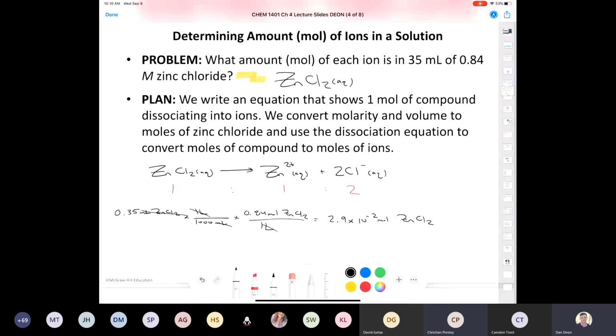Okay, so at the top of the problem, it says 35 milliliters, but you put like 0.35 in the equation. Is that right? There we go.